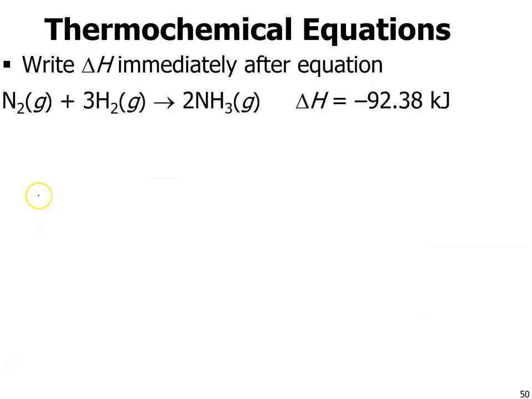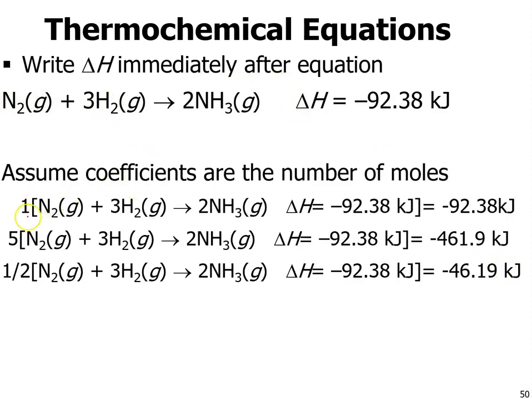Some rules of writing these thermochemical equations. Again, write the delta H value on the right side, with a negative meaning this is exothermic. Another way that you can treat this: this is under standard conditions, but we can change that. We maybe don't want to run this under standard conditions. Maybe we want to use more or less nitrogen, or we want to scale this up or scale this down. We can do that by simply multiplying this whole entire equation by certain amounts.